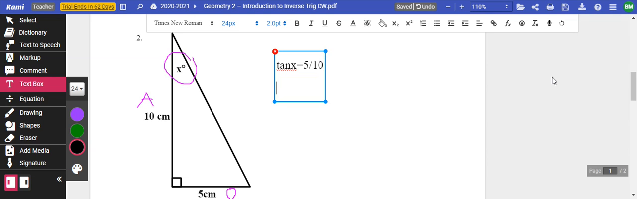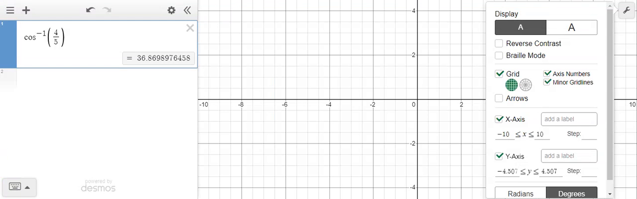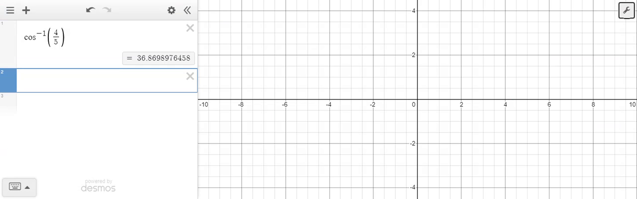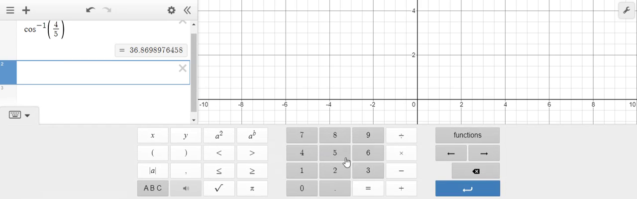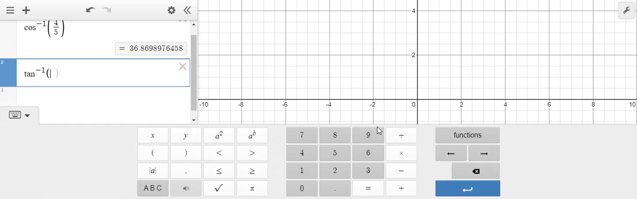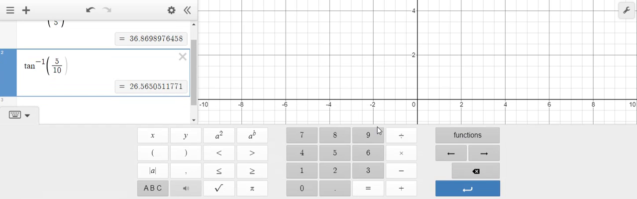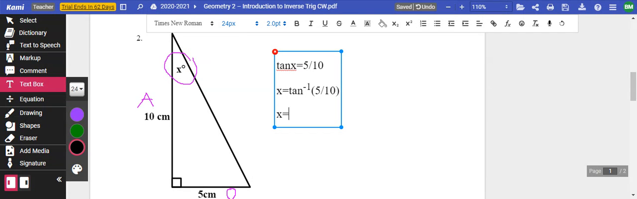So we're going to have to use that inverse function. So we get x equals tan inverse 5 over 10, which we know is 1/2. So I'm going to go to my Desmos calculator, and I'm going to hit the little keyboard. I'm going to hit function. I'm going to hit inverse tan 5 over 10. And I get 26.6 degrees. So that's 26.6 degrees.